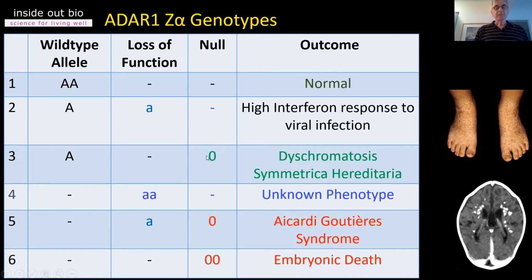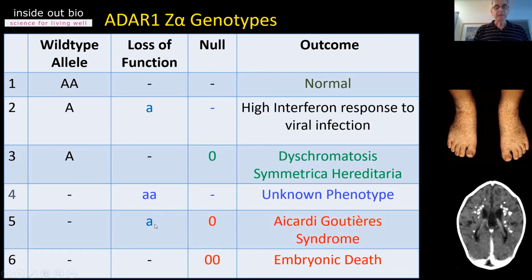So we believe it's been under selection because of the advantage it offers in protecting people against viruses. You can also have a situation where we have an allele that doesn't make any protein at all, and when combined with a wild type allele, you have about half the amount of active ADAR protein produced. And this produces a syndrome called dyschromatosis symmetrica hereditaria, which is associated with macules and altered pigmentation of the skin, especially in sun-exposed areas. So with two little a's, two loss of function alleles, the phenotype is unknown, although people do have this genotype, they just haven't been characterized yet.